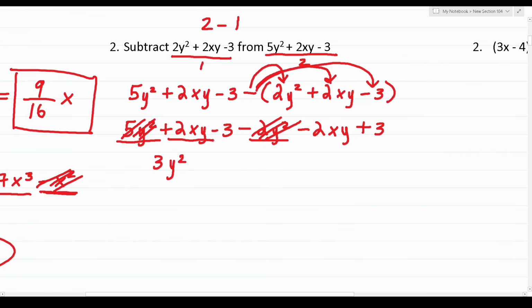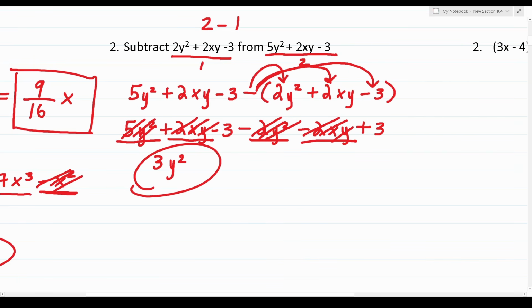Next, we have 2xy. So we're looking for the letter variables x and y, both raised to the first power. And as you can see, that's right there. 2xy minus 2xy is 0, so those go away. Then finally, we have negative 3 and positive 3. Negative 3 plus 3 is 0. So we are done. All right, so that's that one.